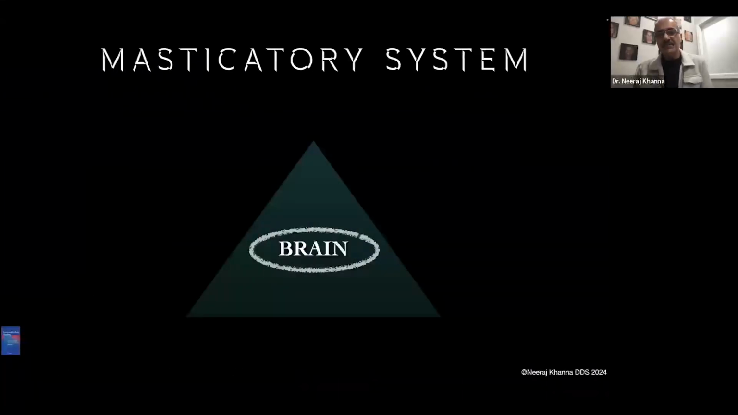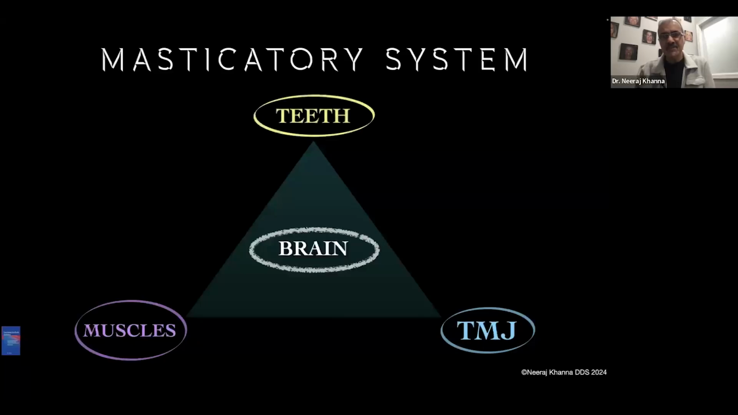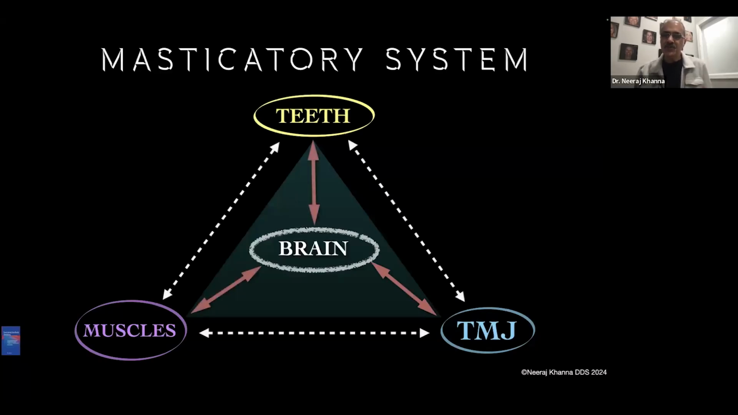I want to review the masticatory system with you all, because this is what Pete has preached to us so profoundly. And I want to kind of simplify this for you. You've got teeth, muscles, and the joints. There is communication between all of these components to the brain, but there's also communication between all of these components as well. And I'll give you a great example of how it's important to understand this.